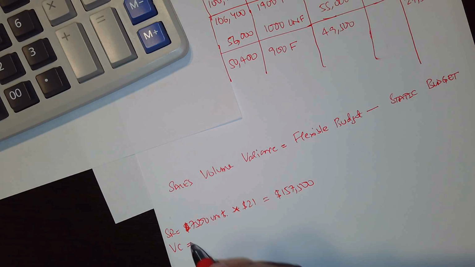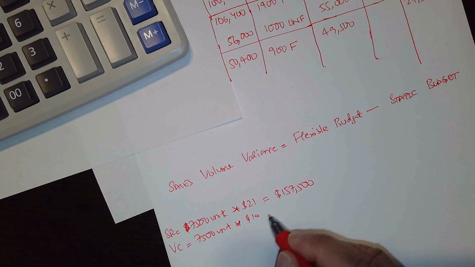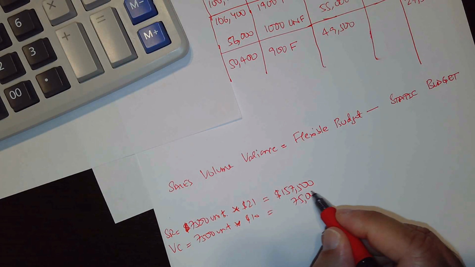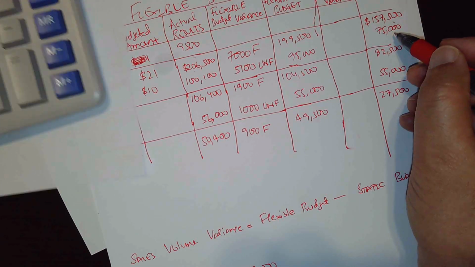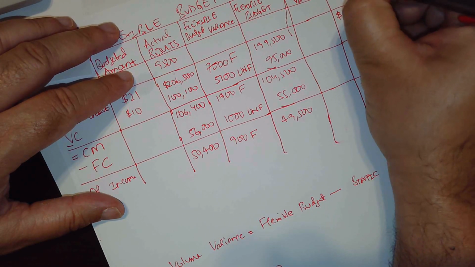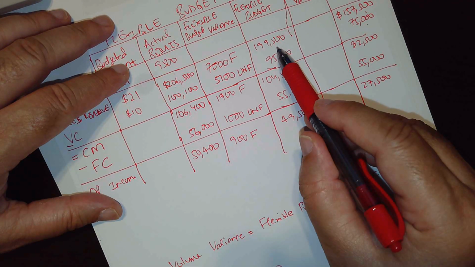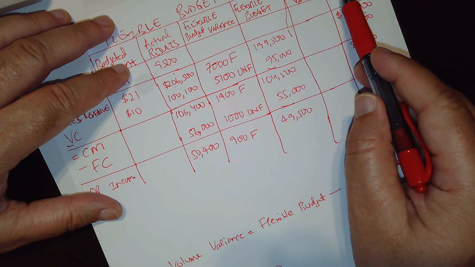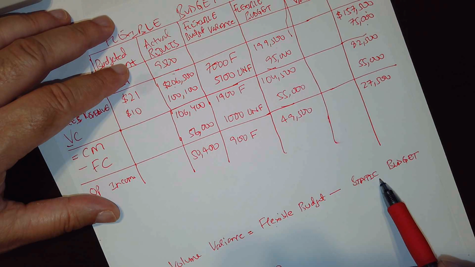Now let's calculate for variable cost. 7,500 units multiplied by $10 is $75,000. So that's how we calculate the $75,000 over here. Now the sales volume, so this is our static budget. So we calculate the difference between the static budget and flexible budget, which is the sales volume variance, which is flexible budget minus the static budget.